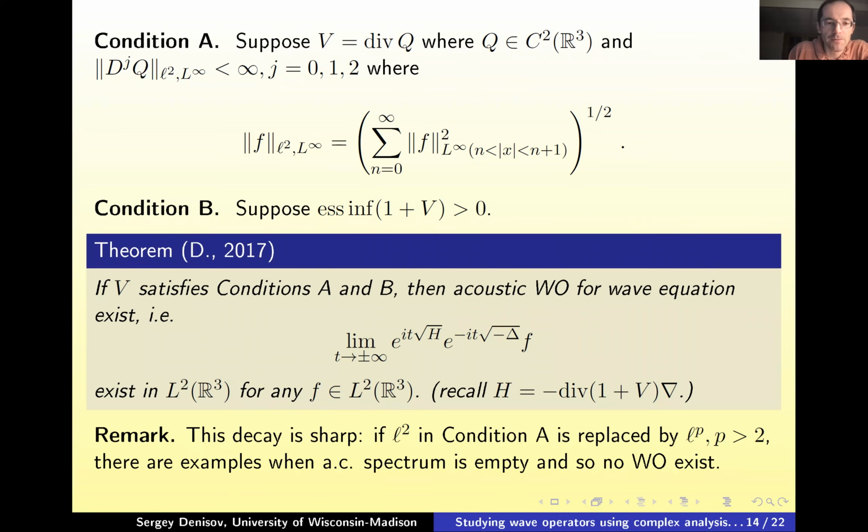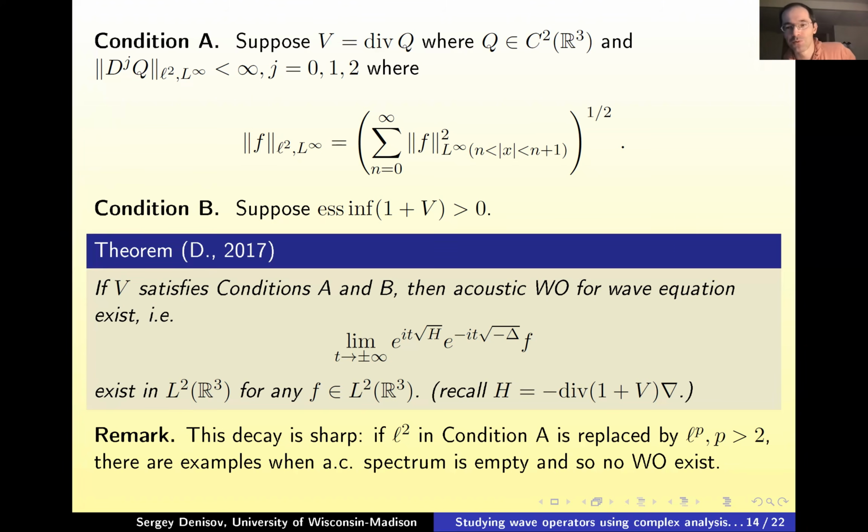And if you think about what you have here, this V is represented as a divergence of the Q, and Q decays fairly slowly, right? So as a matter of fact, this is telling you that your potential, your medium at infinity, converges to some constant one, of course, but you have local oscillations coming from this divergence operator. But these local oscillations are very, very small. So you can allow very small oscillations.